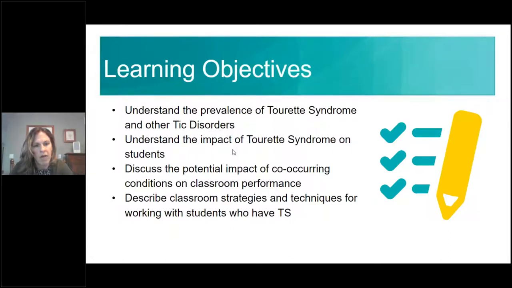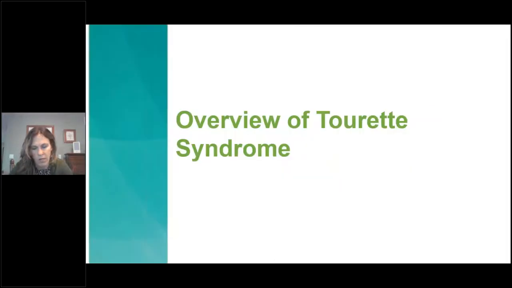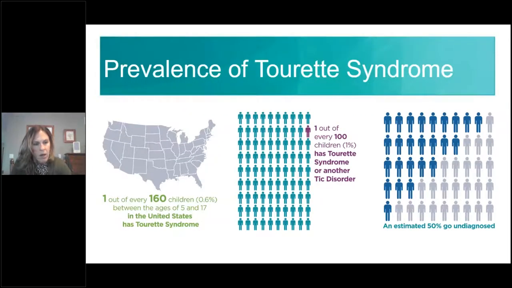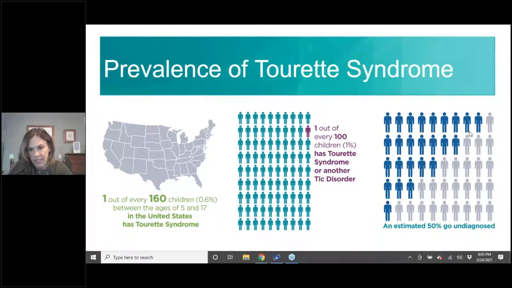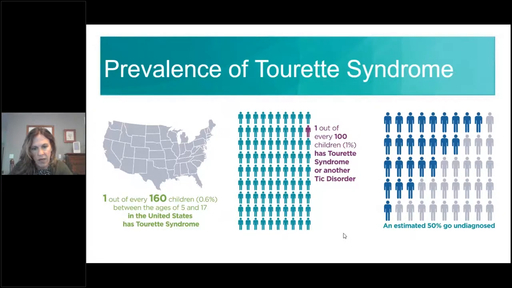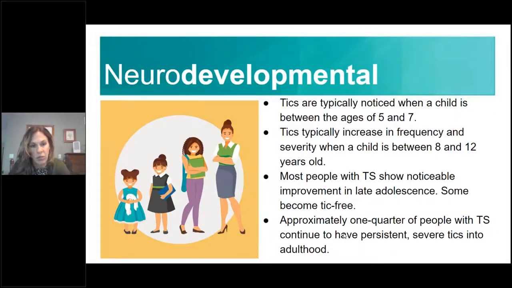So first off, a brief overview of Tourette syndrome. Research shows that one out of 160 children between the ages of 5 and 17 in the United States has Tourette syndrome. About one out of every children has Tourette syndrome or another tic disorder. However, it's estimated that another 50% could go undiagnosed in the community. So obviously it is impacting our school-aged children for sure.